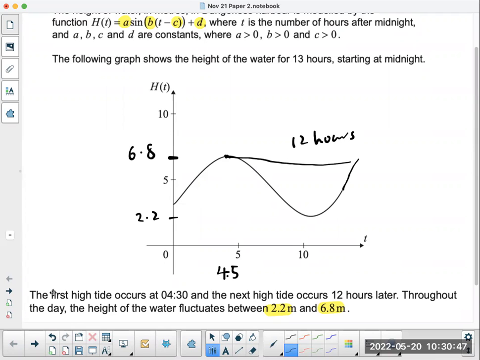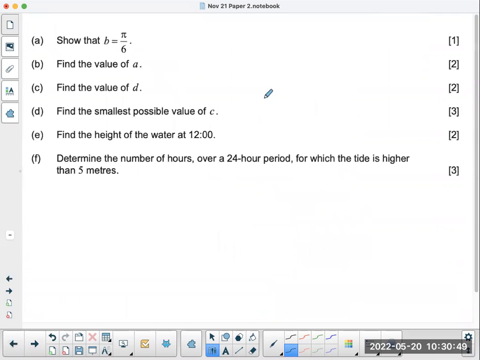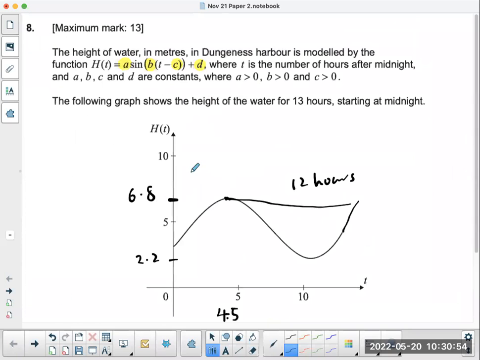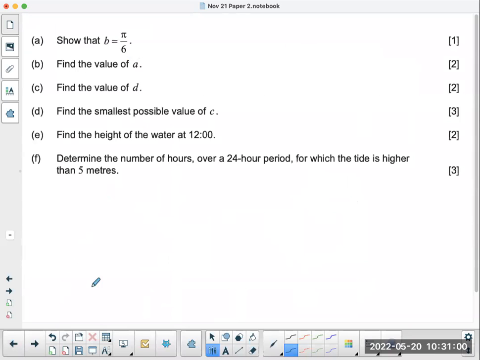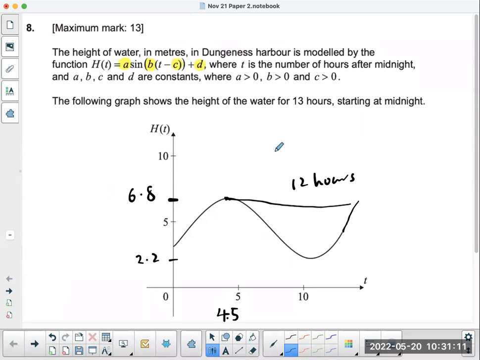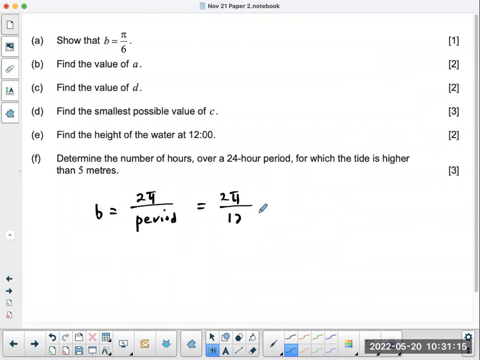Now let's take a look at the question. Show that b is pi over 6. So a, b, c, d. So b here is going to be related to the period. The value of b, if you remember, is always 2 pi divided by the period of the function. Here, one full cycle is 12 hours. So 2 pi divided by 12 gives you pi over 6. So that's b.